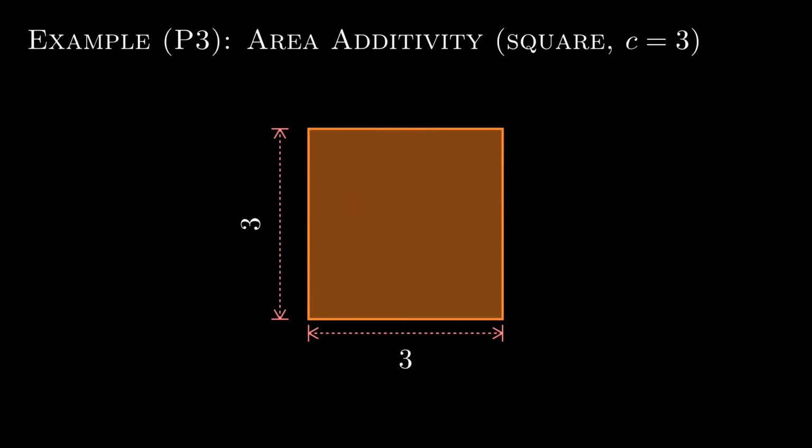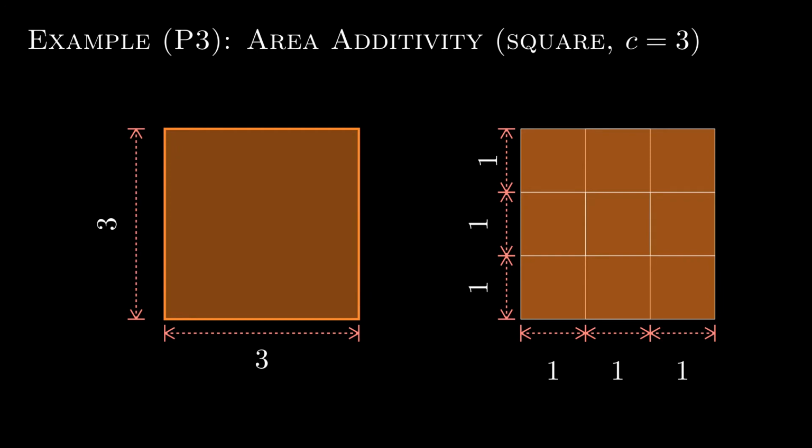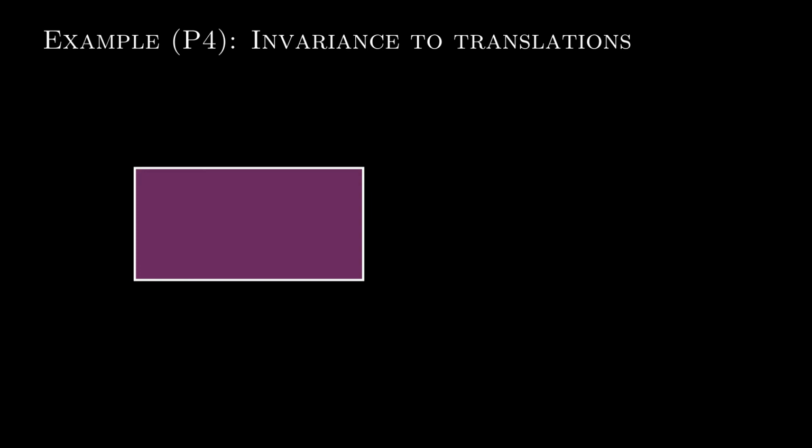The third property is about area additivity. Basically, the idea is that if you have a figure, you can split it into disjoint areas, and the sum of these disjoint areas is the area of your total figure. So here, for example, you have a square of side 3 by 3, and then you can just split it into different small squares, and then you can just sum these squares to get the total area of the original figure.